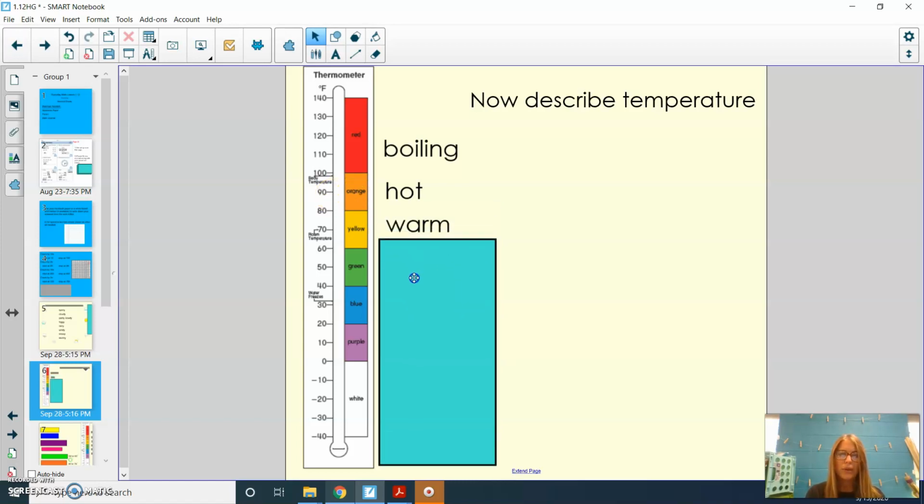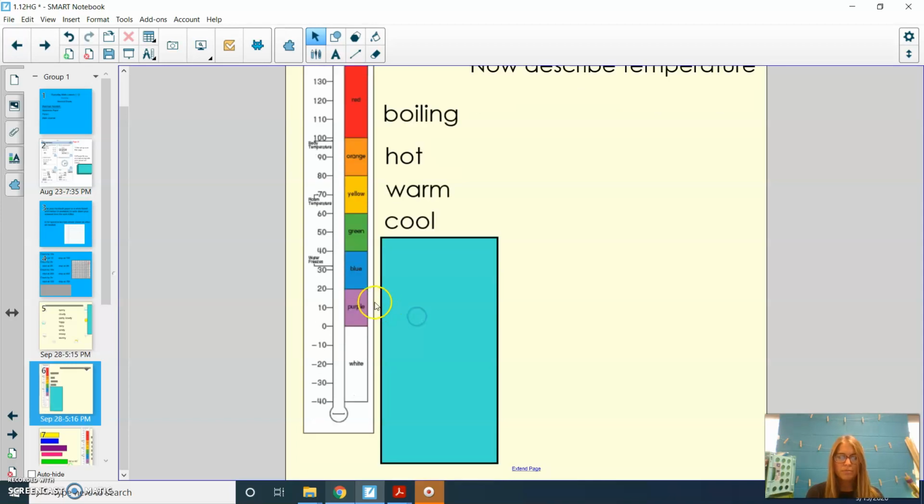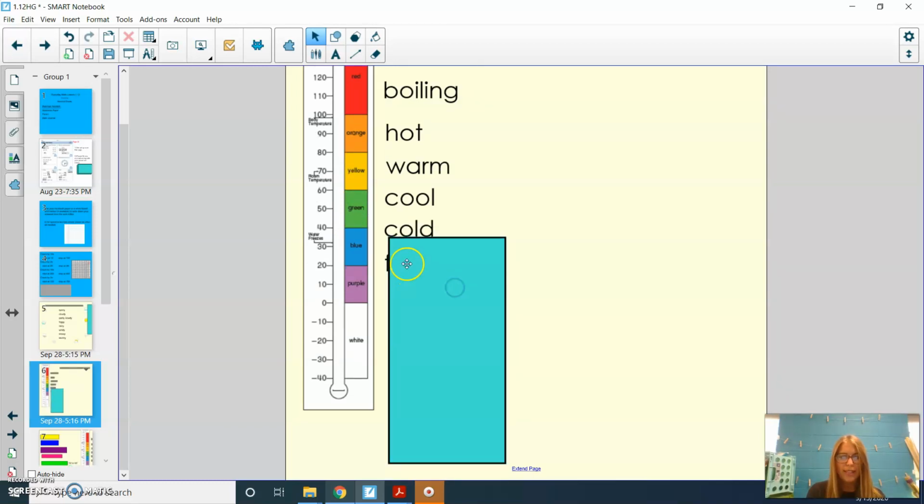Then in the yellow I would consider that to be warm. In the green it would be cool, and you can see where that's kind of matching. So between our 60 and 40 degrees, that would be considered cool. And then again, I have kind of in between that 40 and the high 30s would be cold.